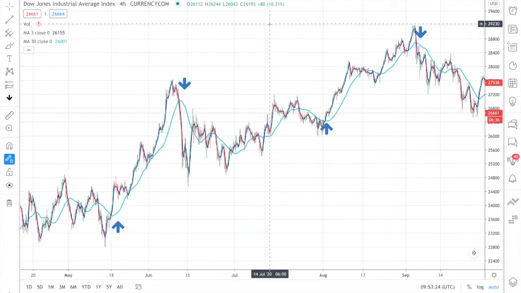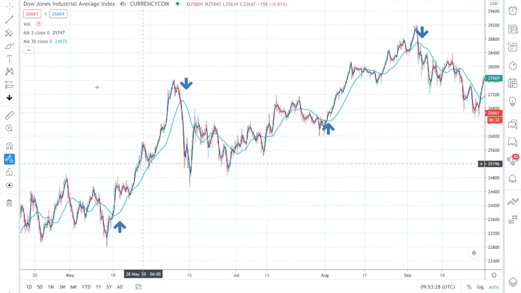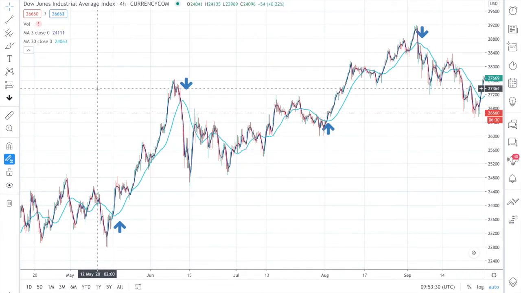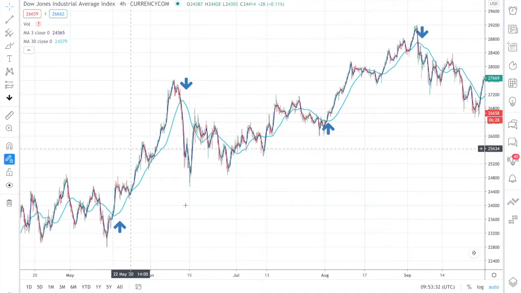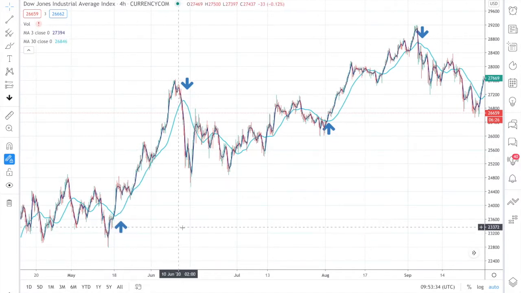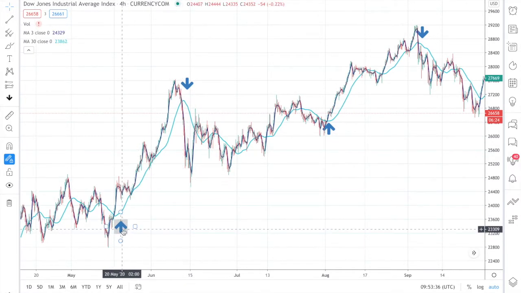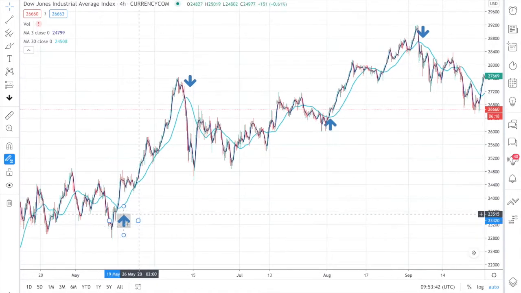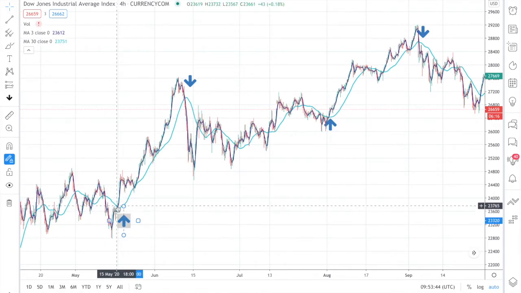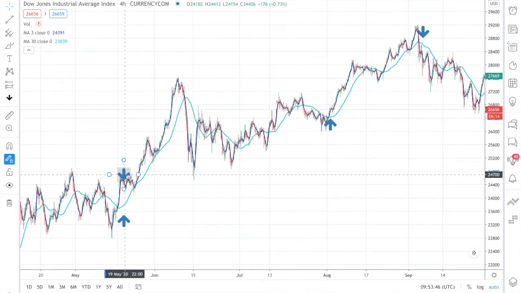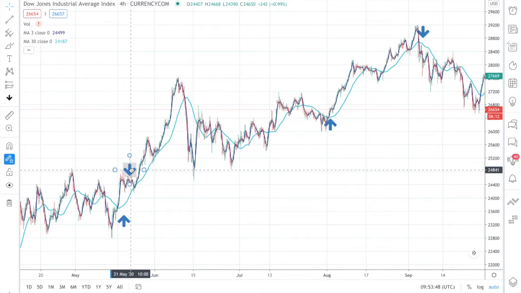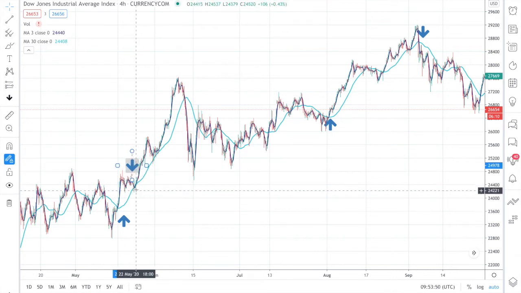So for simplicity, we're going to use the Dow Jones Industrial Average on 4 hours, and we're going to use the moving averages on 3 periods and on 30 periods. So basically, whenever the 3 period moving average crosses over the 30 period moving average on 4 hours, obviously, we open a long trade. So this would be an example of opening a long. Here we would go short because it crosses under just slightly, and then we would go long again.